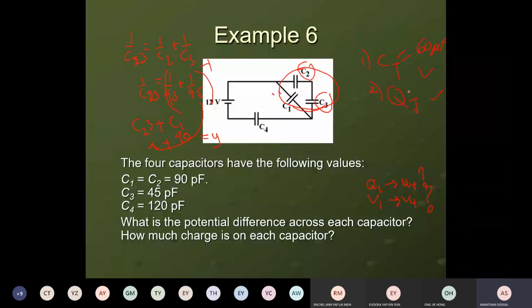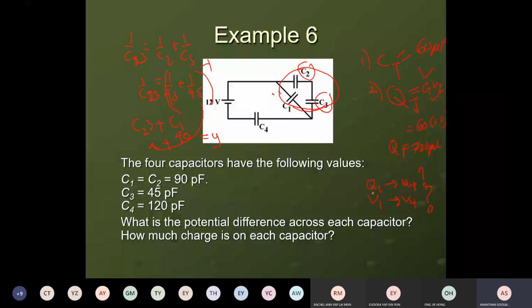Okay, so once you got C total, find the Q total. How to find Q total? C equals Q over V, so Q is CV. So with C total and V total, we give you the Q total. So 60 times V total 12 will give you the total charge. So how much? 720 microcoulomb. So the total charge is 720 microcoulomb.